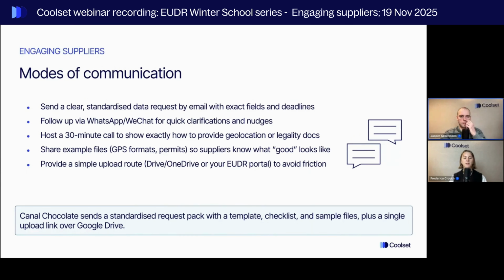So what can be really helpful here is sending a clear, standardized data request via email with exact fields and deadlines, and having this template which you can use again for multiple suppliers, adapting as necessary. And then following this with a WhatsApp or a WeChat message for quick clarifications and nudges. So those ad hoc questions that suppliers might have.